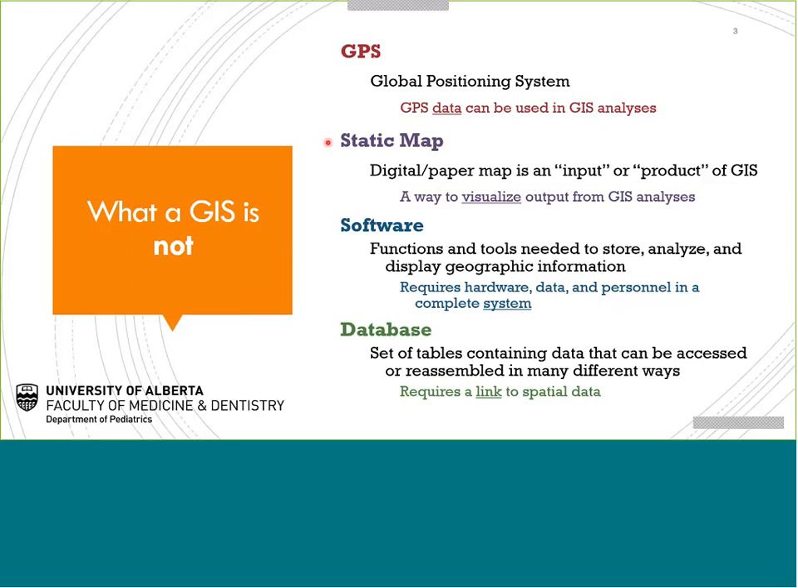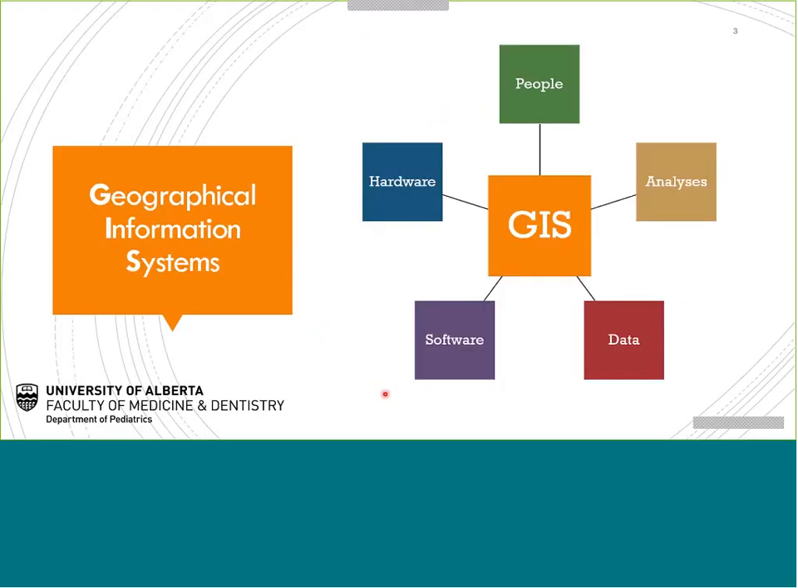GIS is not a static map. The digital or paper map is an input or a product of GIS. It's a way to visualize. And it's not just the software. Software are the functions and tools needed to store, analyze, and display geographic information, but it requires hardware, data, personnel in a complete system. And GIS is not just a database. IT people might say, oh, it's just a spatial database, but a database is a set of tables containing data that can be accessed or reassembled in many different ways, but it requires a link to the spatial data.